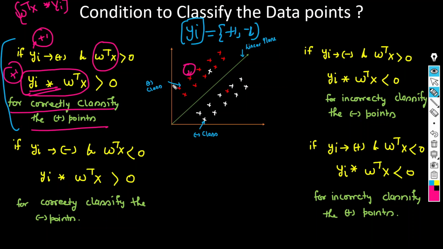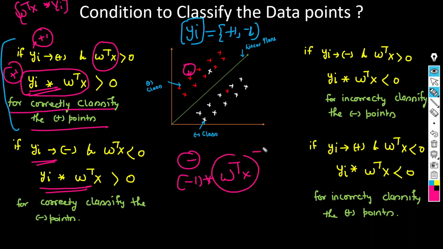Let's say for a negative point, yi is negative. If we use this formula, what would happen? Here yi is -1, multiplied by w transpose xi, which is also negative, less than 0, so negative times negative is positive. So this will also be greater than 0.